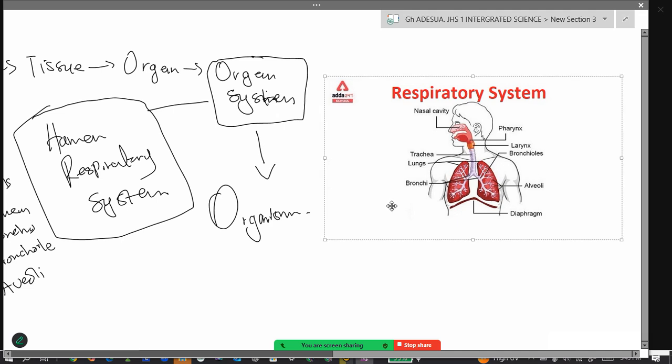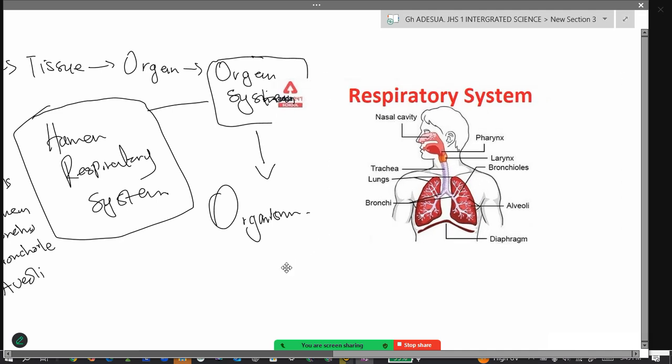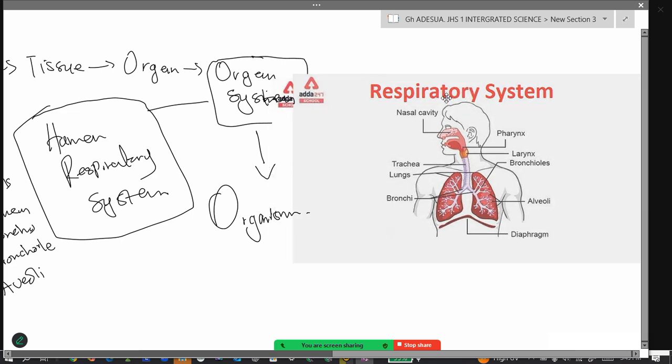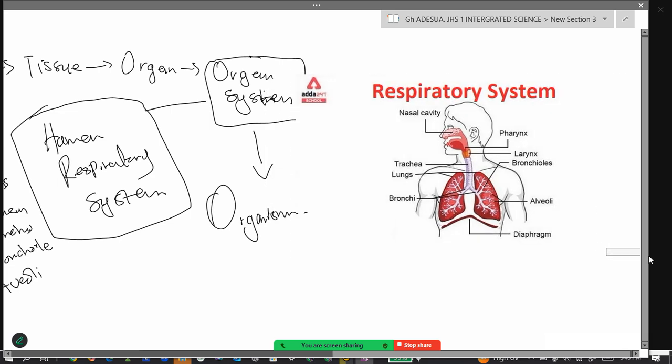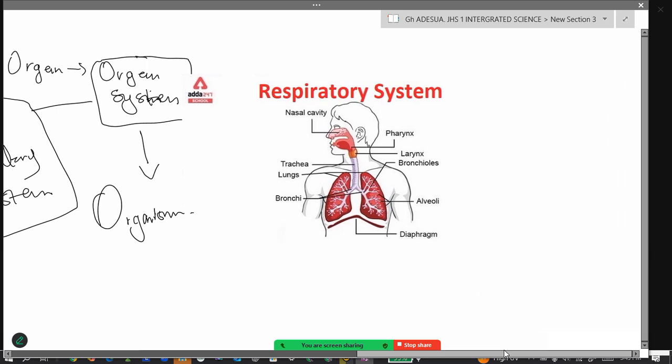So what you see over here is the human respiratory system. And I know that most of you have these diagrams in your classrooms, right? So you are familiar with them. Before we can breathe air, the air has to pass through all of this process. So the whole thing is a system.